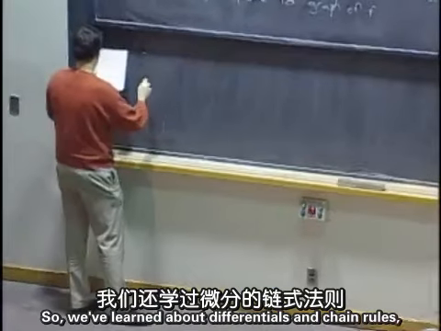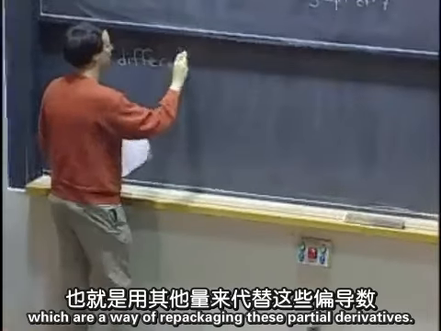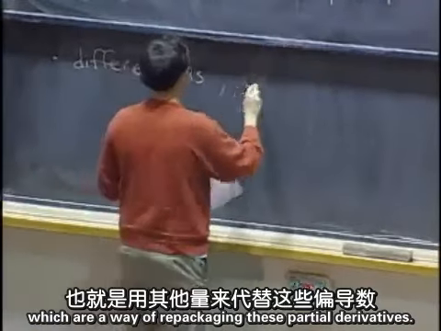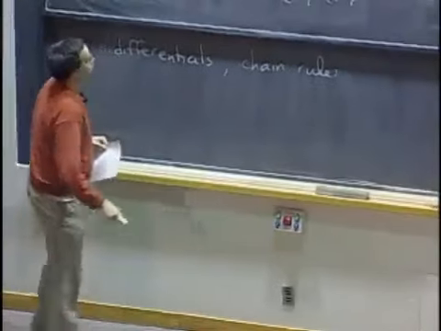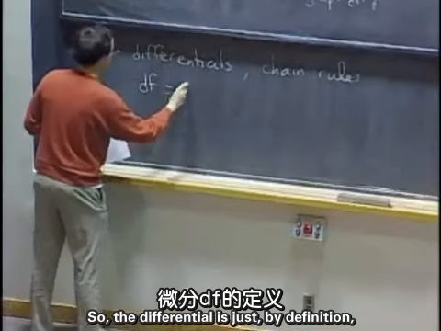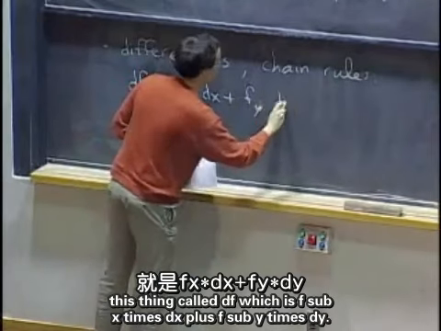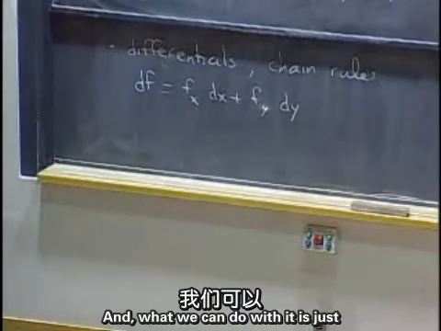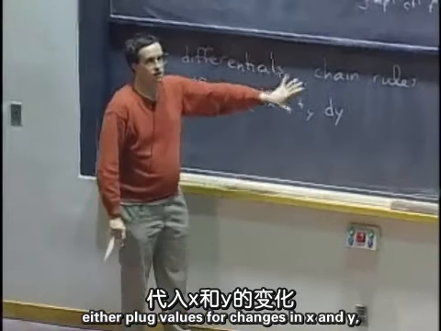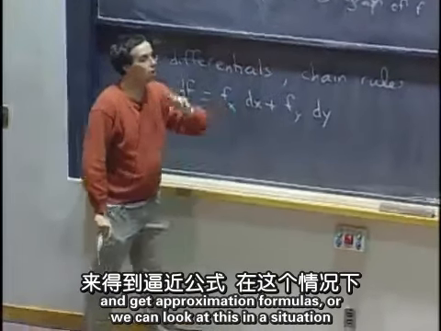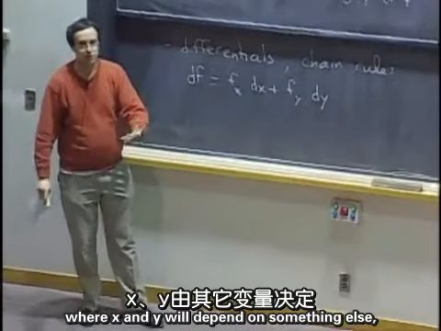So we've learned about differentials and chain rules, which are a way of repackaging these partial derivatives. Right, so the differential is just, by definition, this thing called df, which is f sub x times dx plus f sub y times dy. And what we can do with it is just either plug values for changes in x and y and get approximation formulas, or we can look at this in a situation where x and y will depend on something else, and we'll get chain rule.